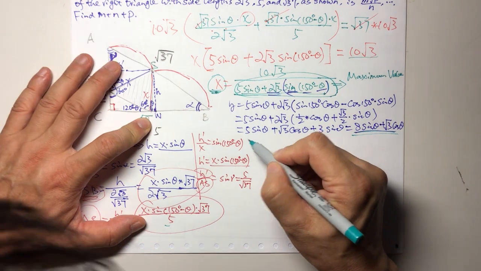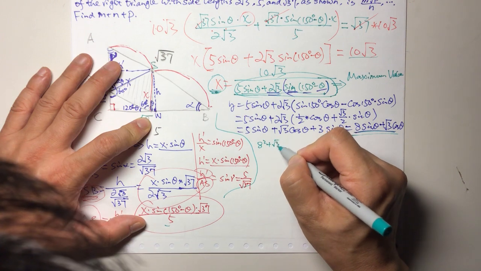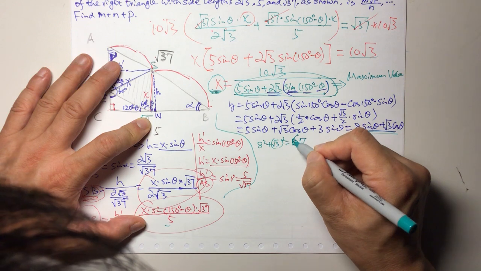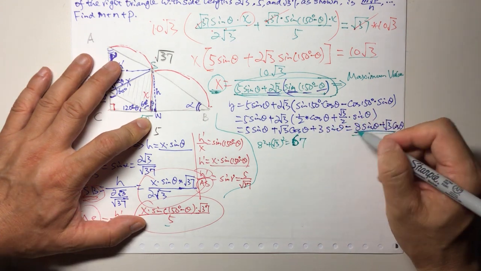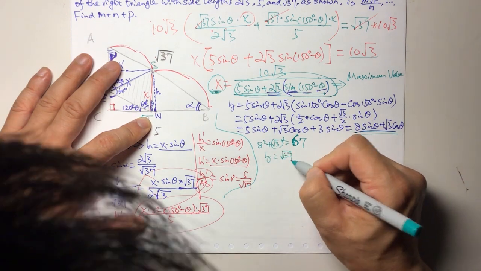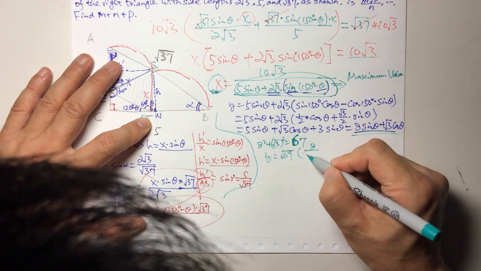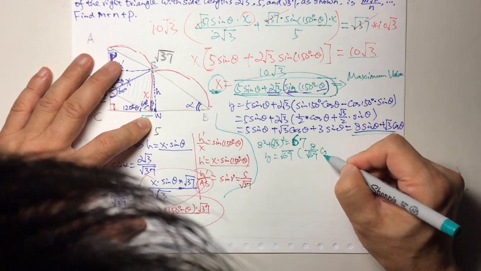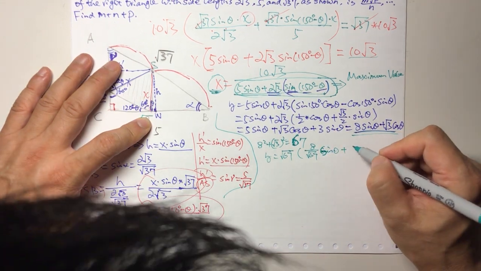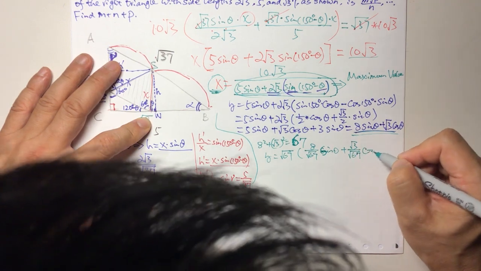We know 8 squared plus square root of 3 squared, that's 67, right? 67. So I will write y equals like this way, square root of 67 times 8 over square root of 67 sine theta plus square root of 3 over square root of 67 cosine theta.